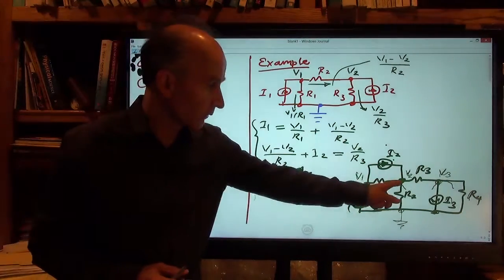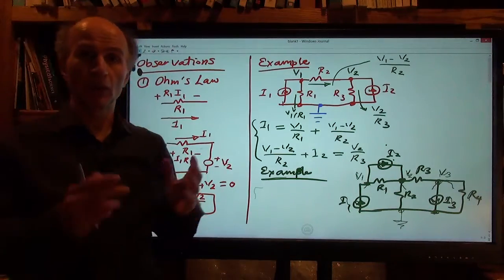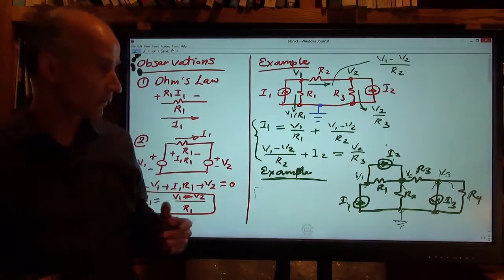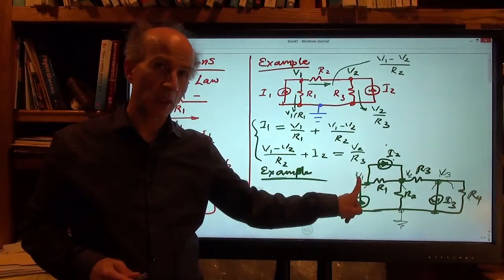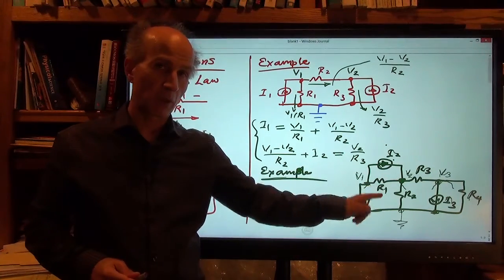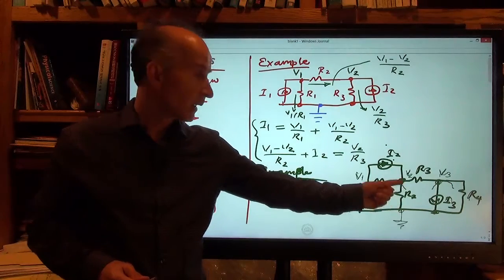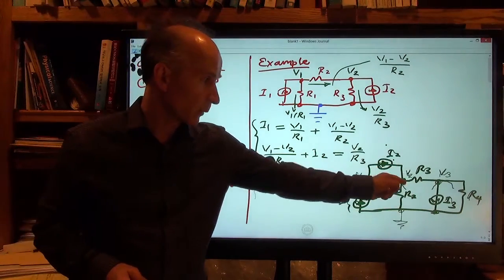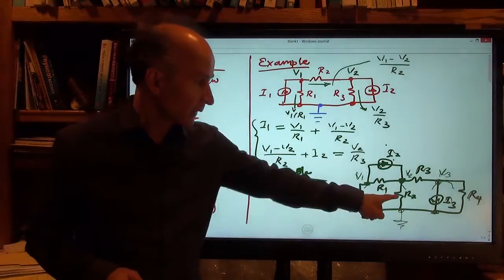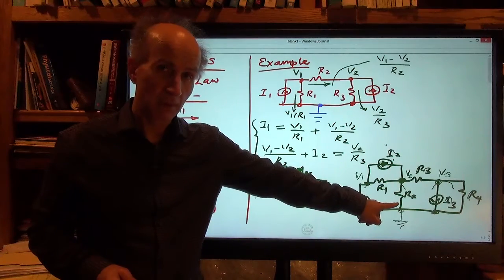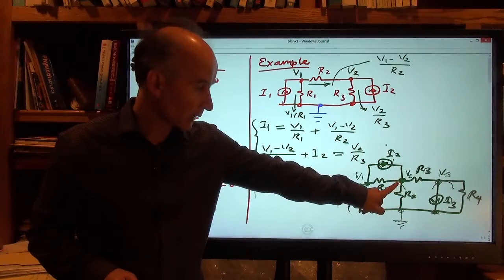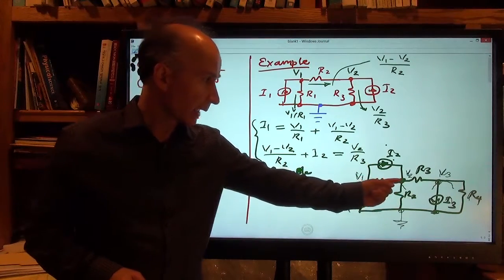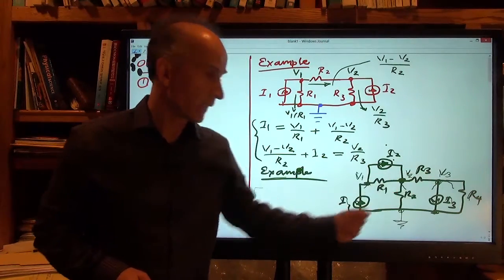Then we go to the next node. Again, we need to know all the currents flowing to the node. So what do we know? Well, the current through R1 we know. That's V1 minus V2 over R1 going this way. This guy we know, I2 going this way. What's the current through R2? It's going downward, V2 divided by R2. So that's going this way. And how about the current through R3?